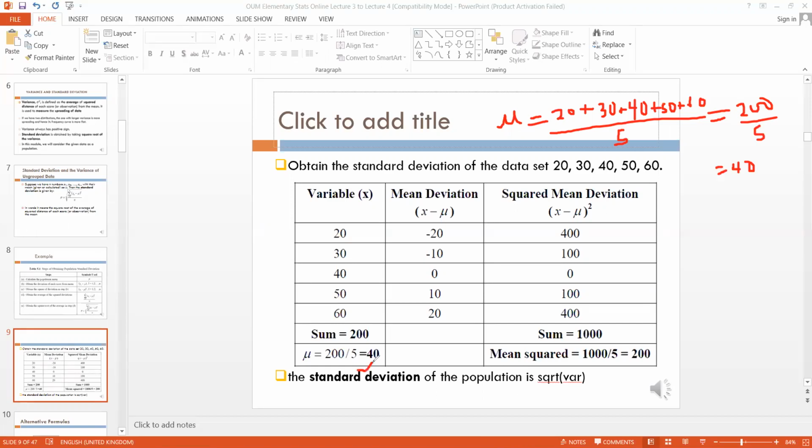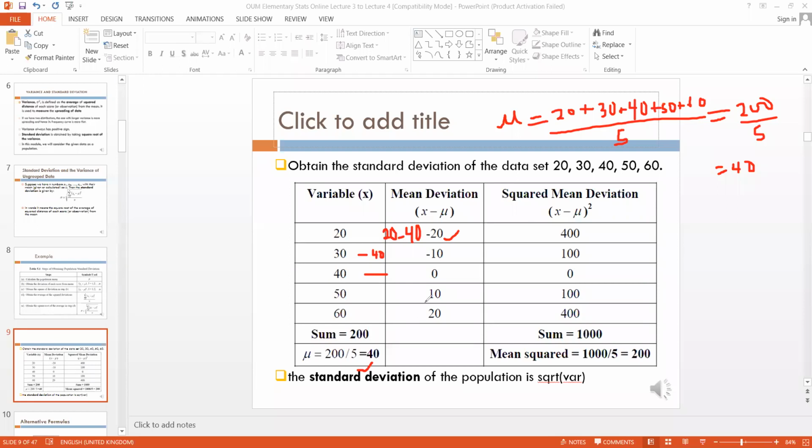Then next, we have to find the deviation from the mean. That means you subtract the mean from each observation. So this will be 20 minus 40, which gives you negative 20. Then 30 minus 40 will give us negative 10. 40 minus 40 will be 0. 50 minus 40 is 10. 60 minus 40 is 20.